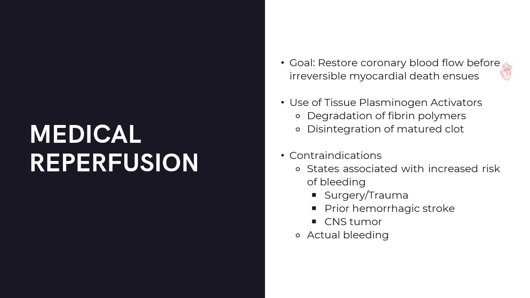Patients with acute trauma or patients who are recovering from surgery, particularly within the first week after surgery, prior hemorrhagic stroke, a CNS tumor, which has an increased risk of bleeding. So the tumor can bleed internally. That is why TPAs are contraindicated. And if there is actual bleeding, let us say from the gastrointestinal tract, the patient is bleeding into the lumen of the GIT, gastrointestinal tract.